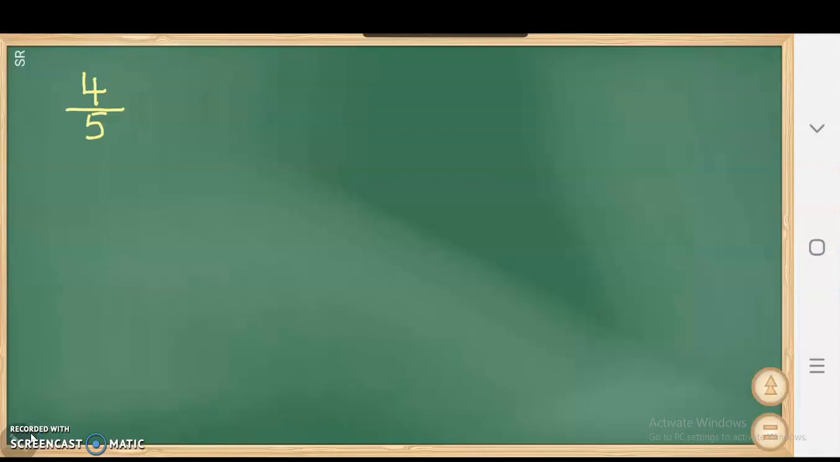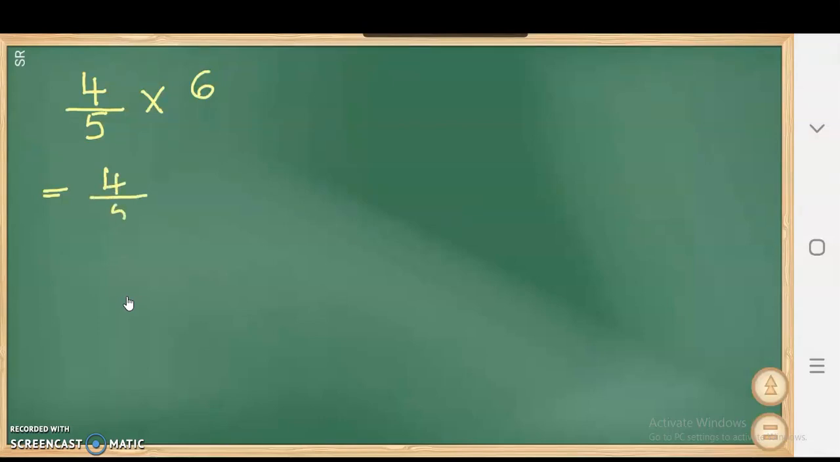Now I have got examples here. We are going to multiply a fraction 4 upon 5 multiplied by a whole number, that is 6. So let's see how to multiply this mathematically using the rules.